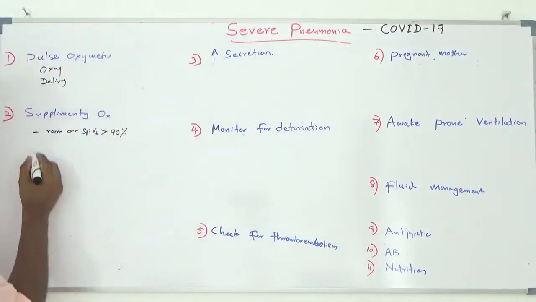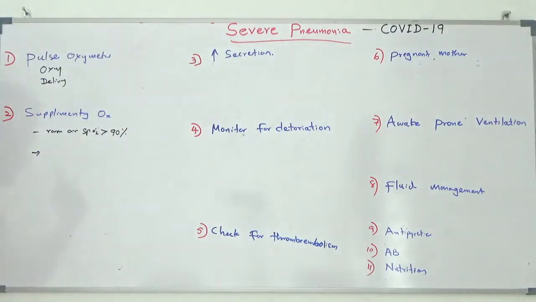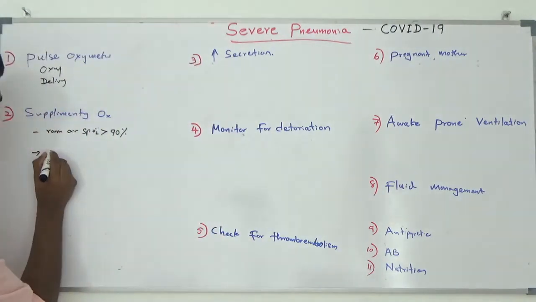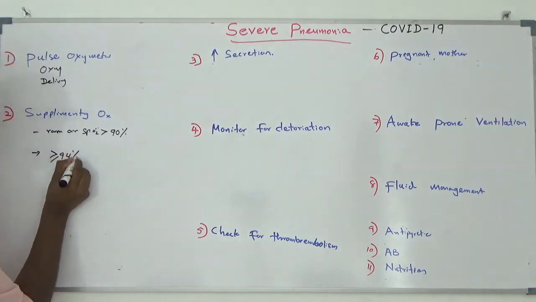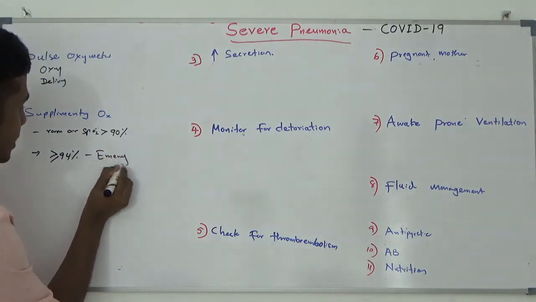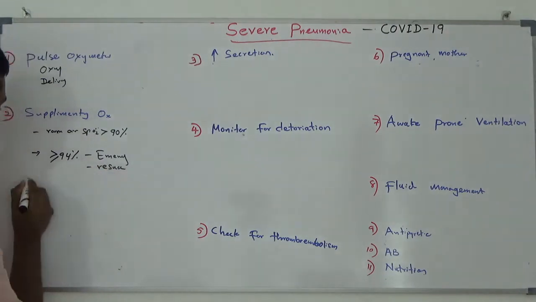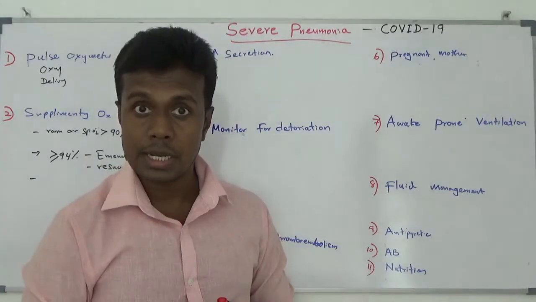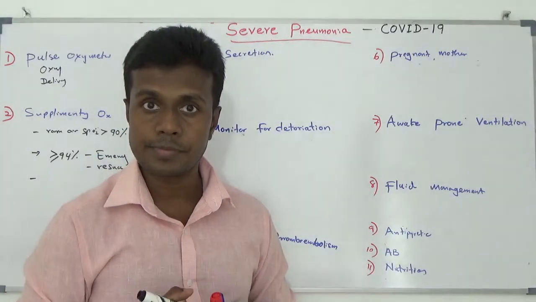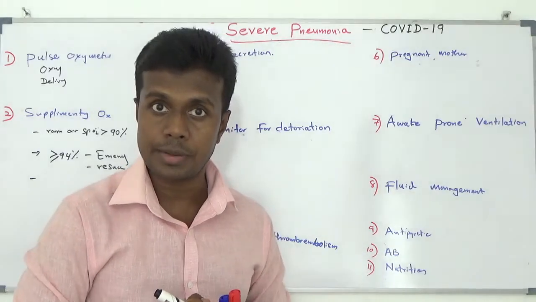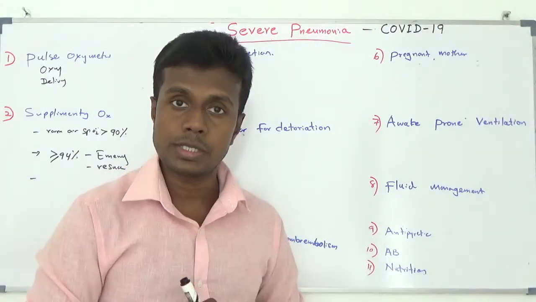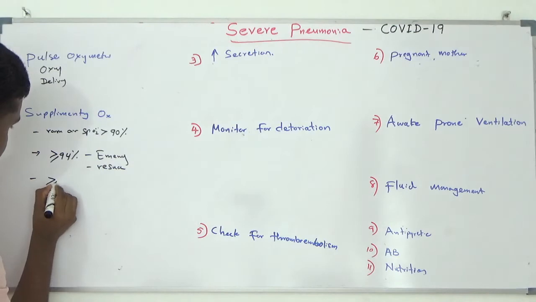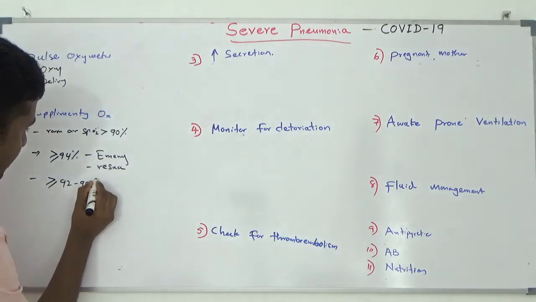In addition to that, during resuscitation or emergency deterioration, I want to maintain saturation more than 94. If I find a pregnant woman, their functional residual capacity is less because of the gravid uterus, and oxygen consumption is also high. In that case, I want to maintain saturation at 92 to 95. The pregnant range is 92 to 95.